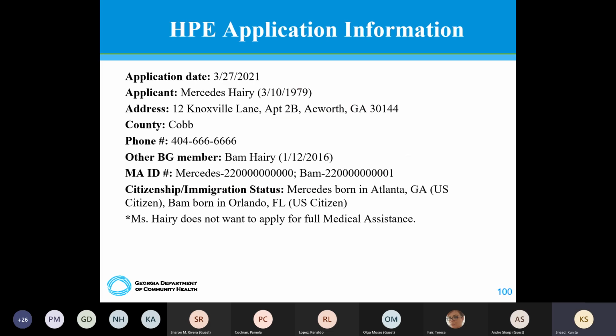All right, here's the information. Go ahead and fill out your PE application. I'll give you about 3 minutes on this one as well. And notice the note at the bottom, she does not want to apply for full Medicaid.